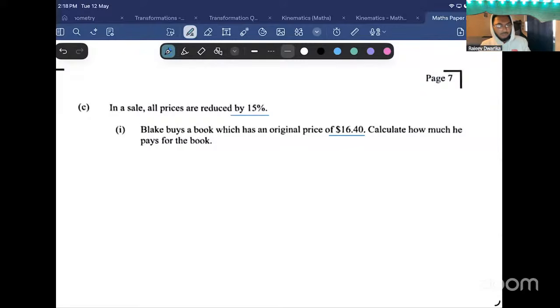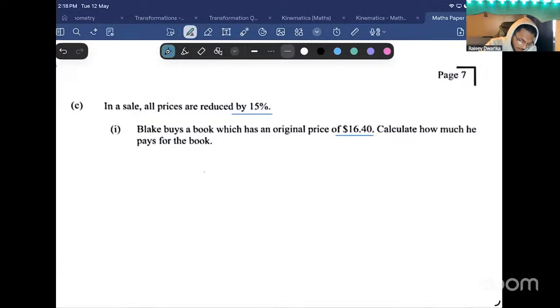Is he going to pay the full 100%? No, 85%. If it's a discount of 15%, he's actually going to pay 85%. He's not going to pay the full thing because he's going to get 15% off. So all we had to do is just find 85%, which is 85 over 100 times 16.40. And what would that be, guys?